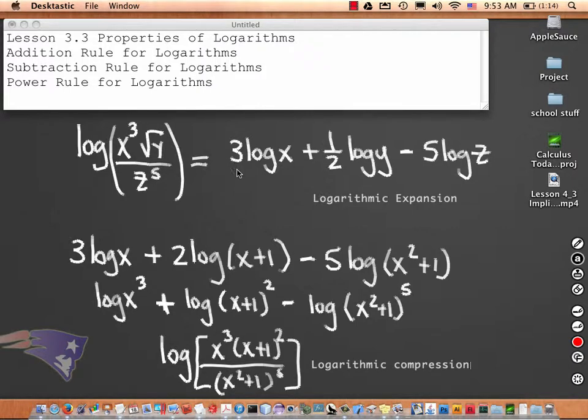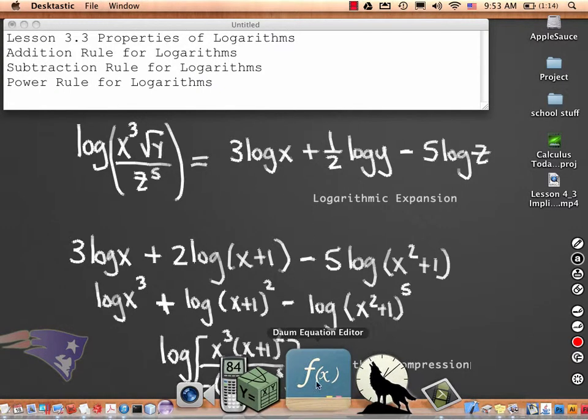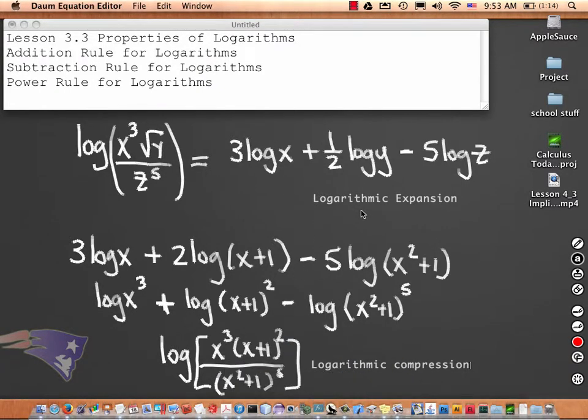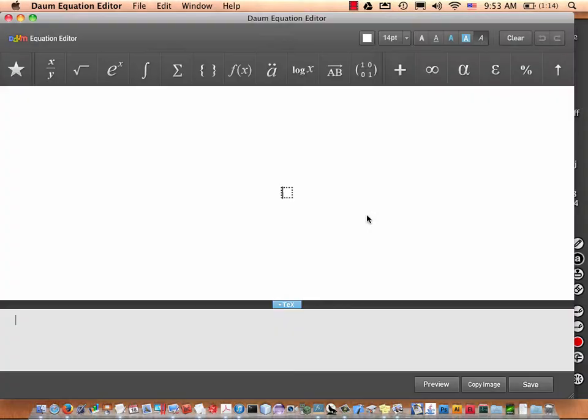Make sense? All right. Take your calculators out. That is not my calculator.